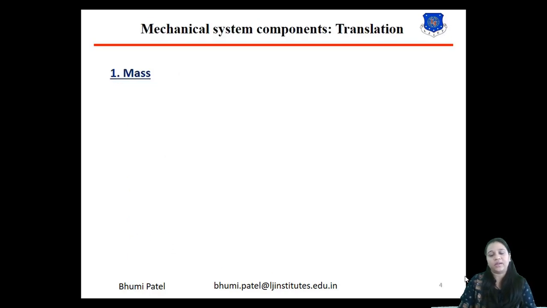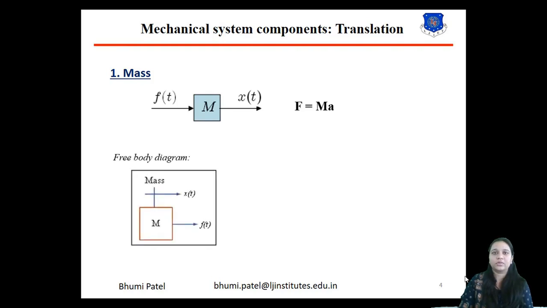First of all, what is mass? The force applied to a mass produces an acceleration of the mass. According to Newton's second law, F(t) = ma, where F(t) is the applied force, m is the mass of the body, and a is the acceleration of the body. So, this free body diagram has mass, f(t), and x(t) is the displacement.